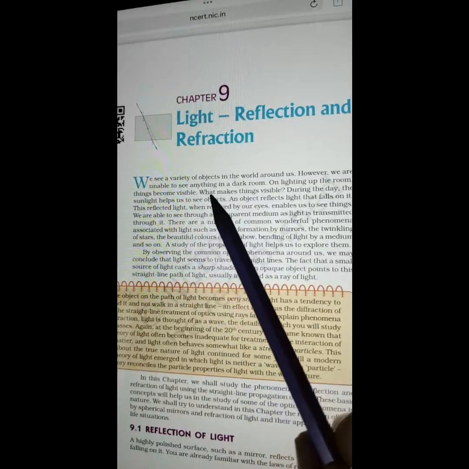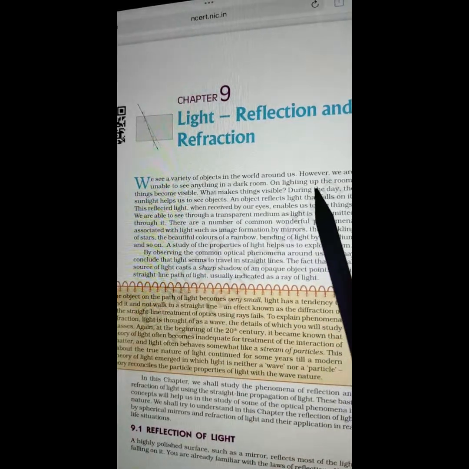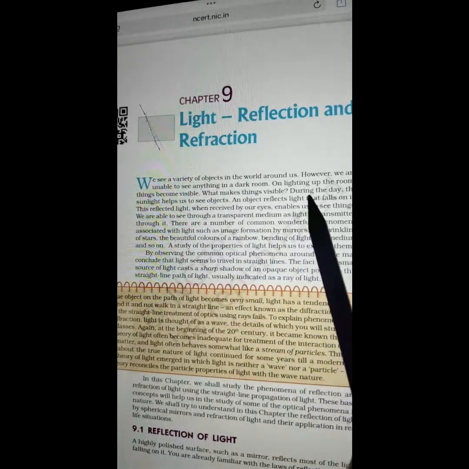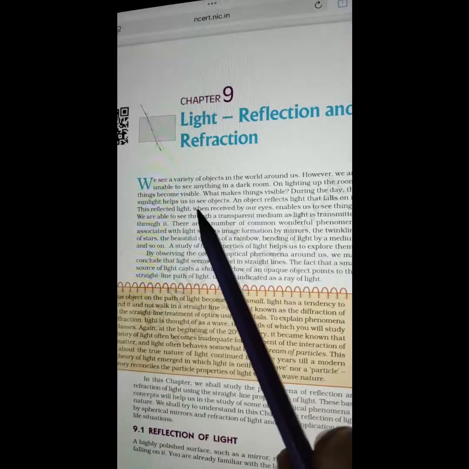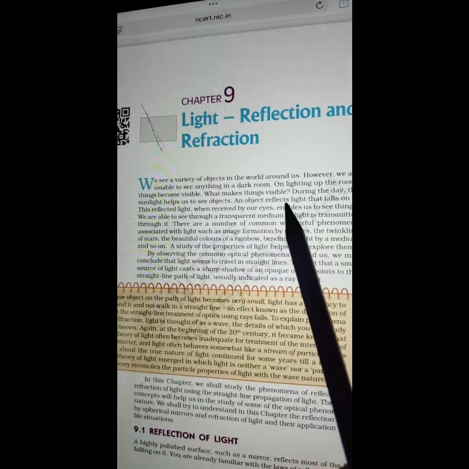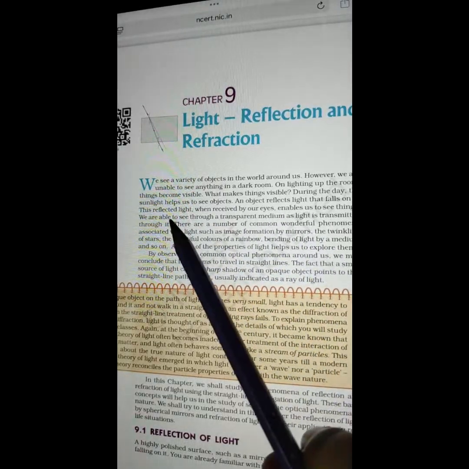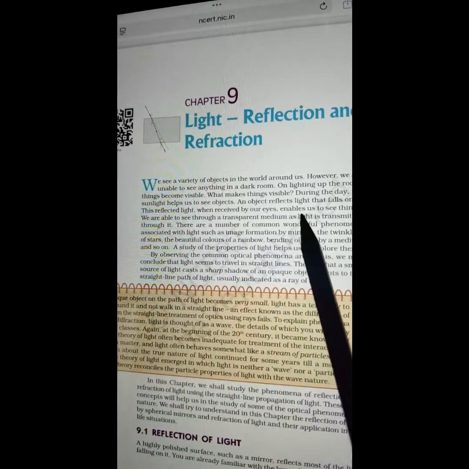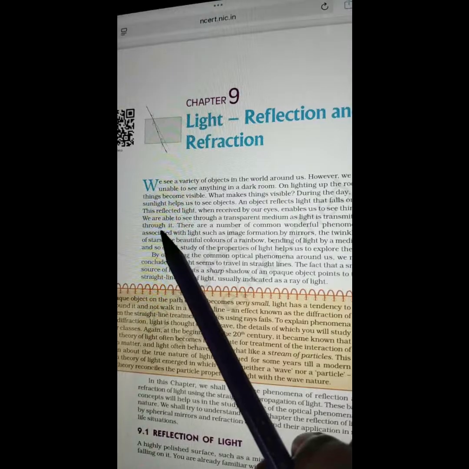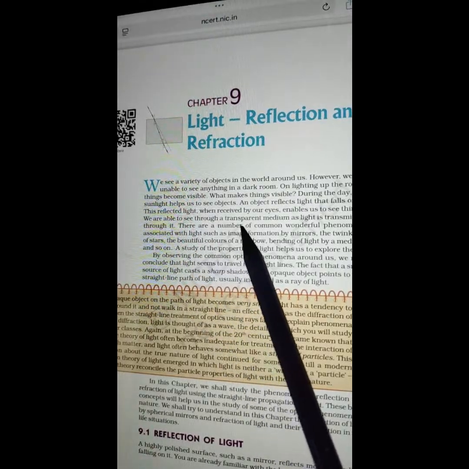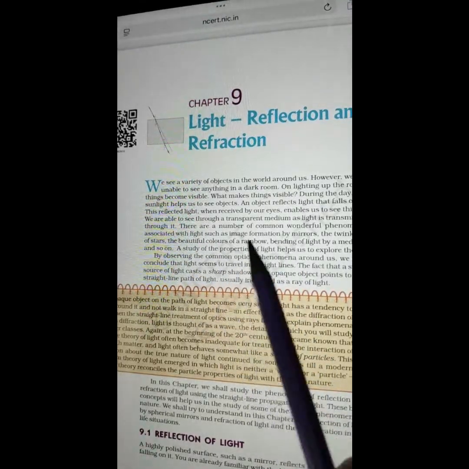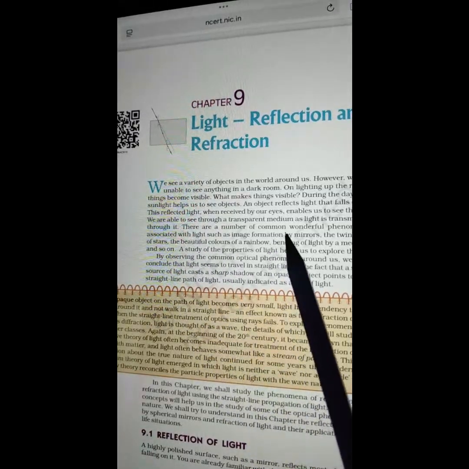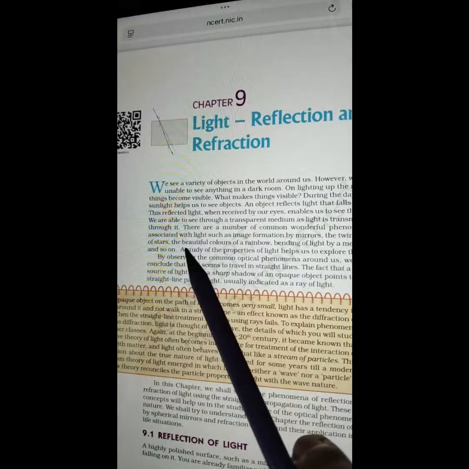We see a variety of objects in the world around us. However, we are unable to see anything in a dark room. On lighting up the room, things become visible. What makes things visible? During the day, the sunlight helps us to see the objects. An object reflects light that falls on it. This reflected light, when received by our eyes, enables us to see things. We are able to see through a transparent medium as light is transmitted through it.